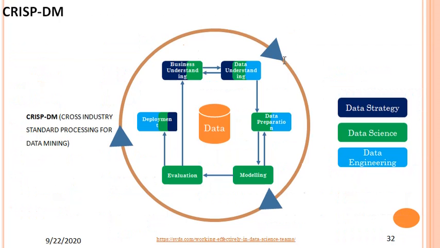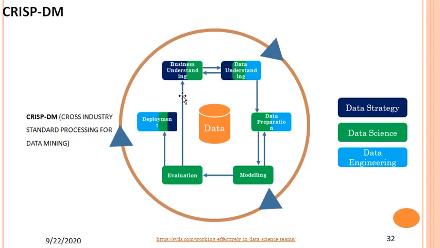Okay, now let's have a look at CRISP-DM, which stands for Cross Industry Standard Process for Data Mining. It is a standard model which is followed in the data mining process, which is very similar to the data science process which we have discussed earlier. In this diagram, this blue shade represents the data strategy, green represents the data science, and blue represents data engineering. The first thing is the business understanding.